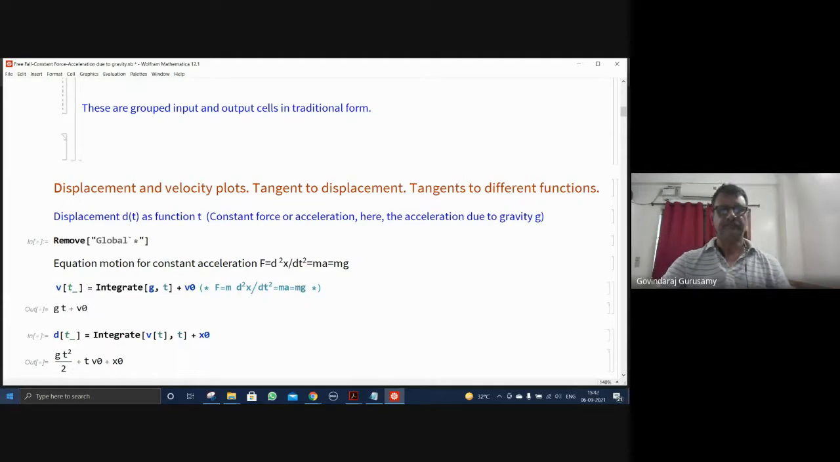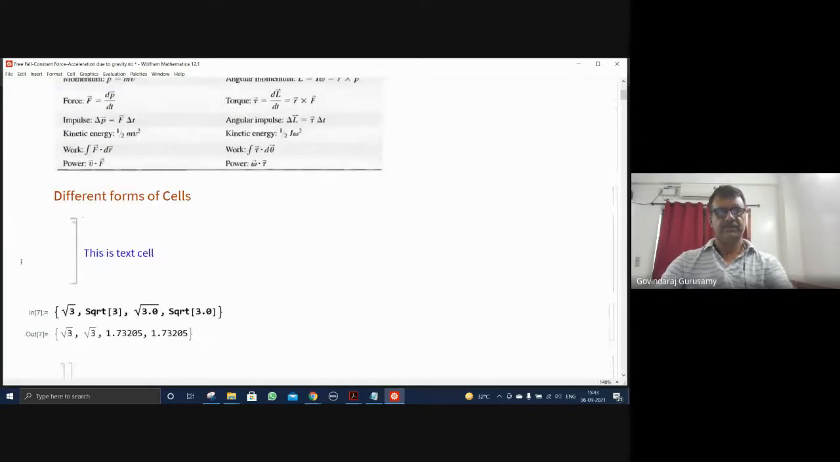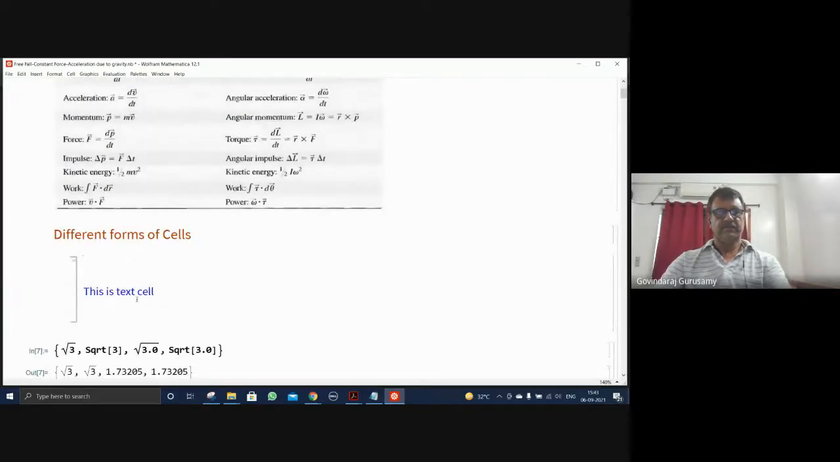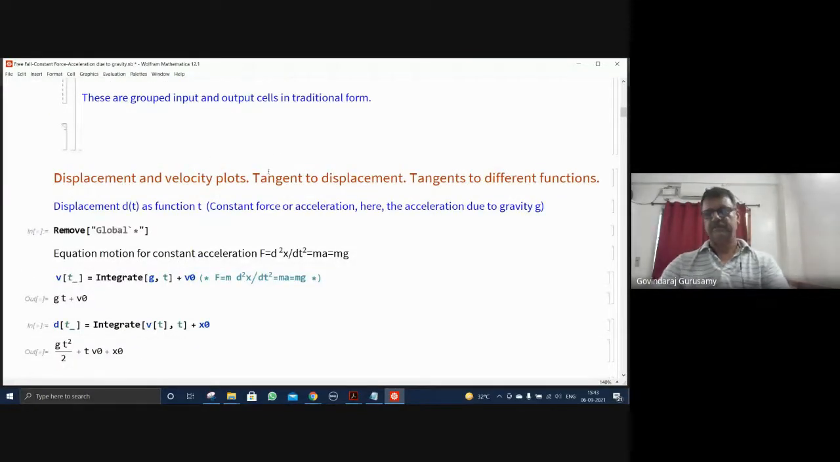So, okay, these are some of the cell information, and this can be grouped. And the various text forms that are available, that also we have seen. So now we will practice them, and then one by one we can learn further. Okay, we'll go to the problem now, which is a simple problem. Suppose I am dropping a stone from a particular height. The force acting is a constant force, because g is the constant acceleration due to gravity.